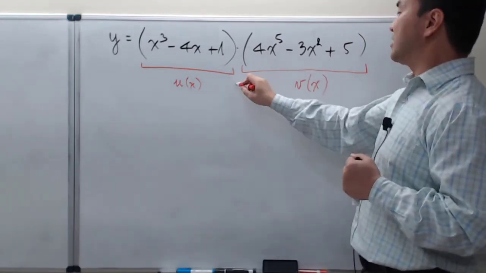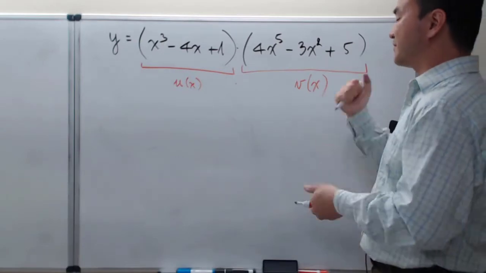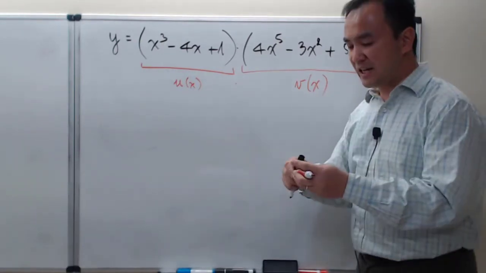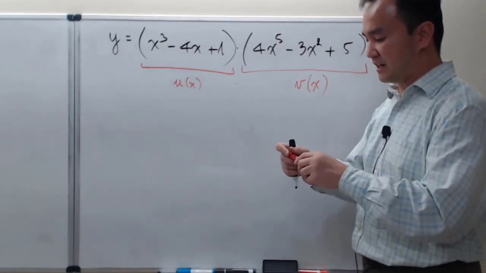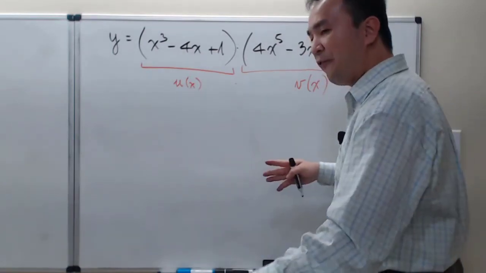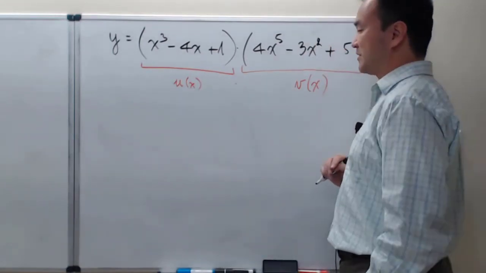And so the idea of taking the derivative. For now, naming these two functions is just for me to, at the end, put up a formal formulation of the product rule.